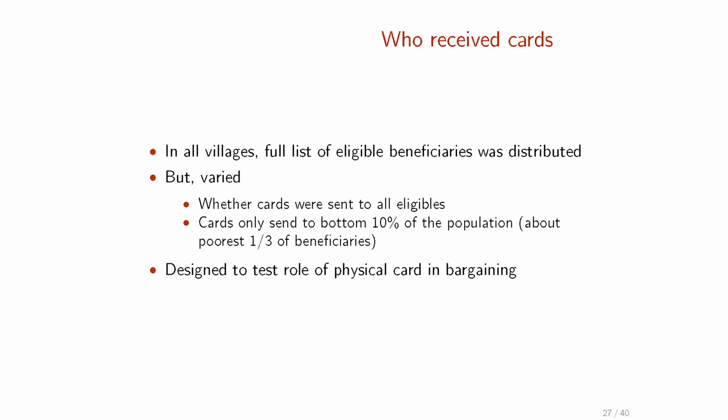The second thing is you can see whether the physical cards matter or just the information matters. In all villages, the full list of eligible beneficiaries was distributed, but they varied whether they sent the card to everybody or only to the bottom 10% of the population. So everybody is informed and everybody can know whether they are on the list, but only the poorest get the card. This is designed to test the physical role of the card in bargaining.